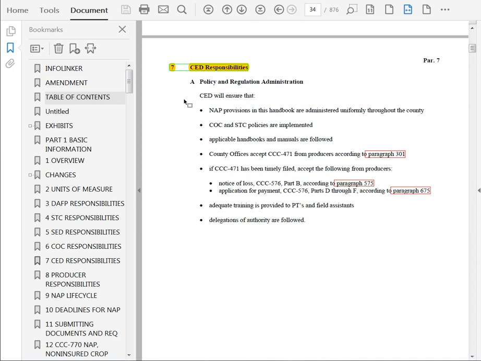Paragraph 7 lists out the CED's responsibilities. The primary responsibility of the CED is ensuring that the day-to-day operations of the NAP program are executed and that the staff responsible for executing those programs are thoroughly trained.